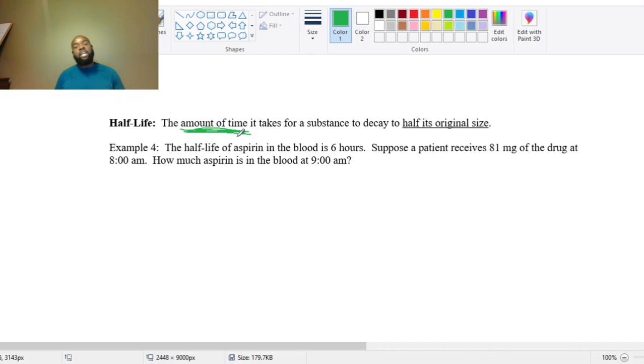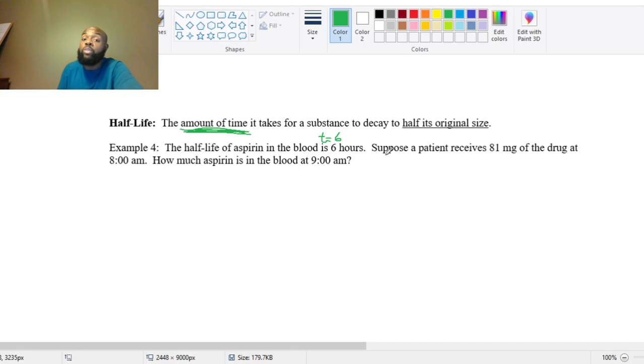All right. And sometimes we know the half-life of things, which allows us to get the rate or do other calculations. And so let's look at this example from the medical field. It says the half-life of aspirin in the blood is 6 hours. Suppose a patient receives 81 milligrams of the drug at 8 a.m. How much aspirin is in the blood at 9 a.m.? All right. And so in this example, they give us the half-life, right? That's T equals 6 hours. That is my half-life, right?